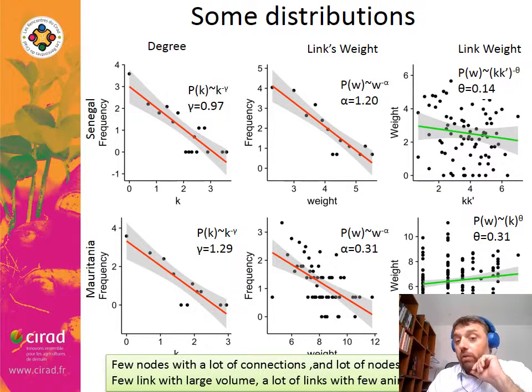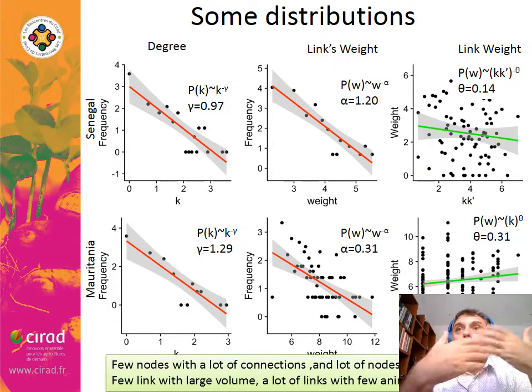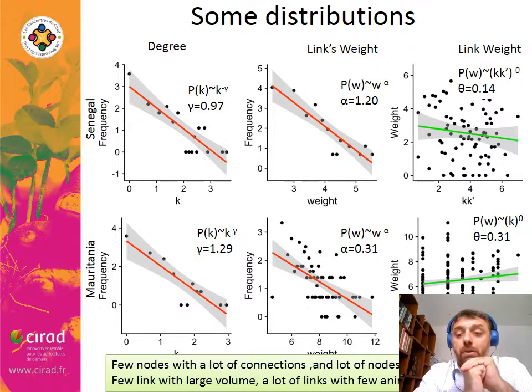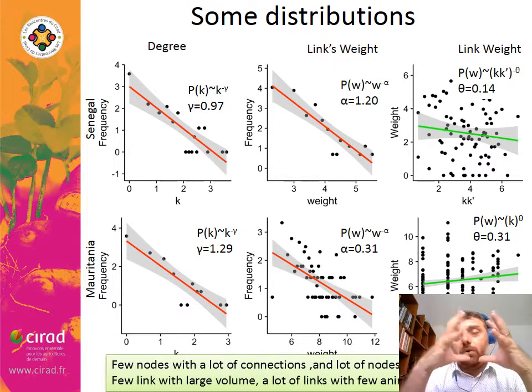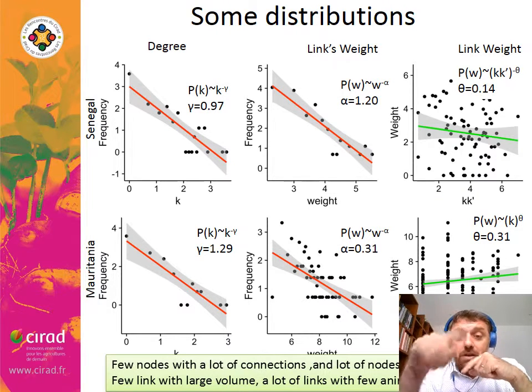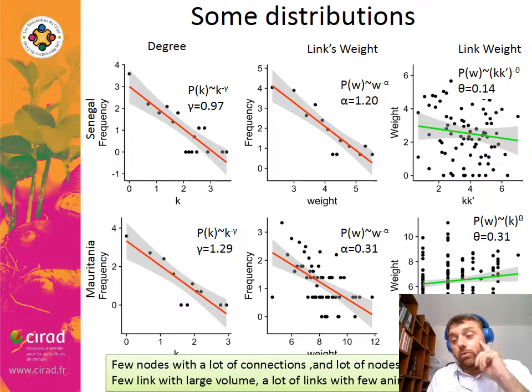Or in the case of link weight, there are few links where most of the animals pass by, and a lot of links where a small volume of animals are exchanged. This can help us to identify, for example, the hubs of the network, the most connected nodes, but also the links most likely to be passed by animals, and also by disease.